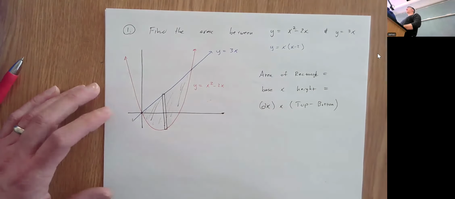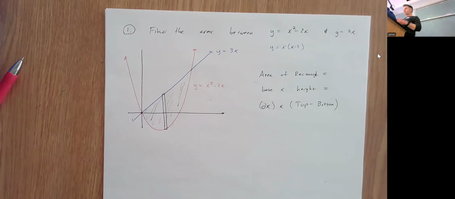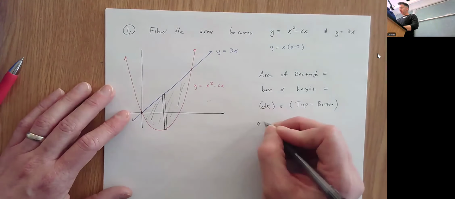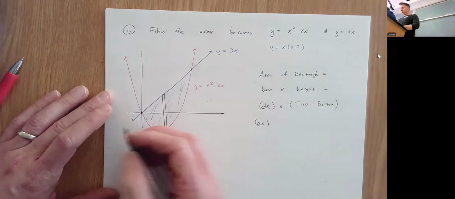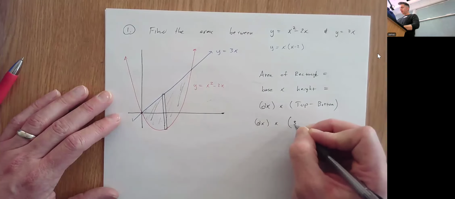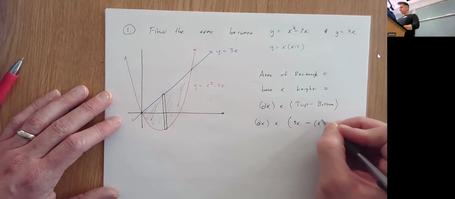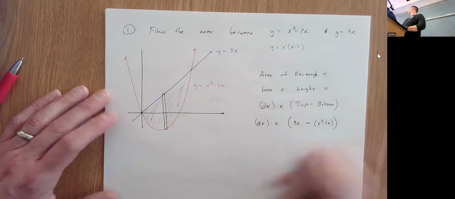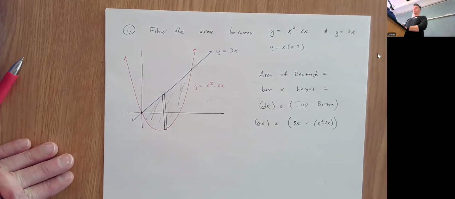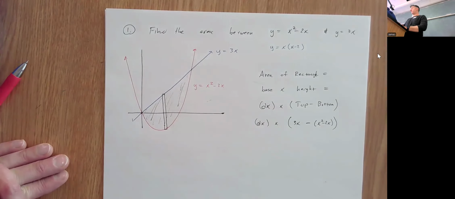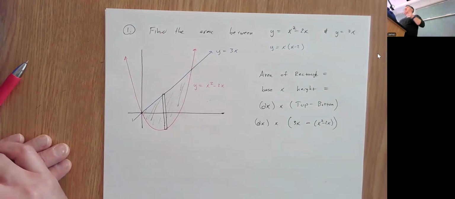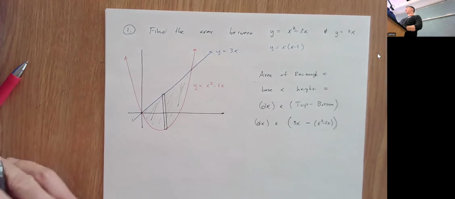And then if you have the graph, it's really easy to see which one's on top, which one's on the bottom. So graphically, we can see that the y equals 3x function is higher up than the y equals x squared minus 2x function. So that's the area of our rectangle. And then to find the total area, we're going to add up all the rectangles or integrate.